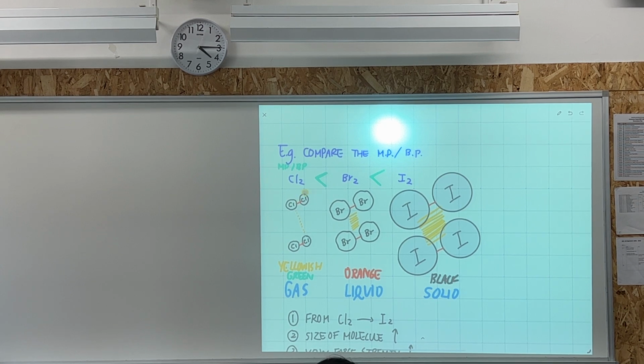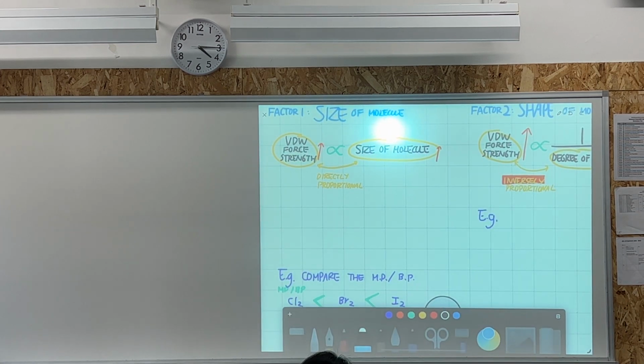That's because the molecular size of chlorine is smaller. So this is what each Cl2 molecule looks like. It's this small. And this is what each iodine molecule looks like. It's much bigger. So therefore, we can put down this conclusion here: the bigger the molecule, the stronger the van der Waals force, and the higher the boiling point.